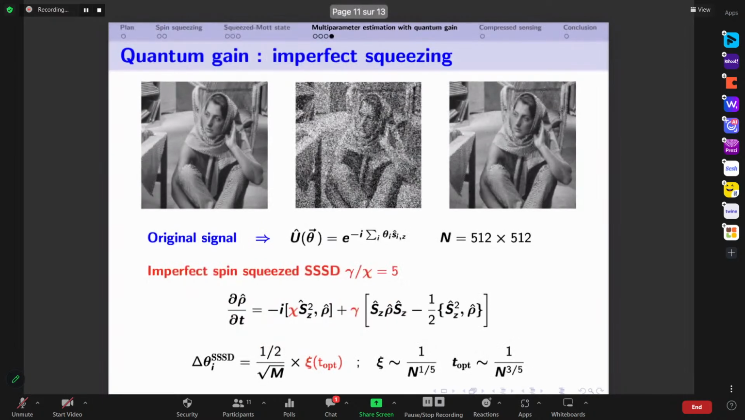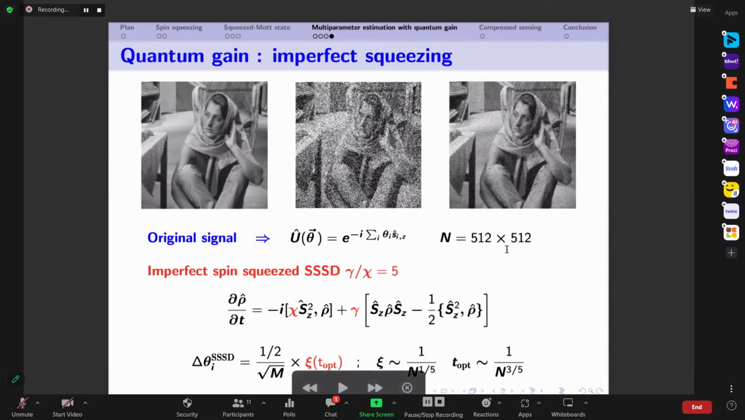Now, I show you another example. Basically the same thing. The difference is here that the first image is still the original signal. The second image is what we get for independent atoms. And now the third image is what we get with a squeezed state, but that is not perfect. That was obtained in presence of some decoherence.